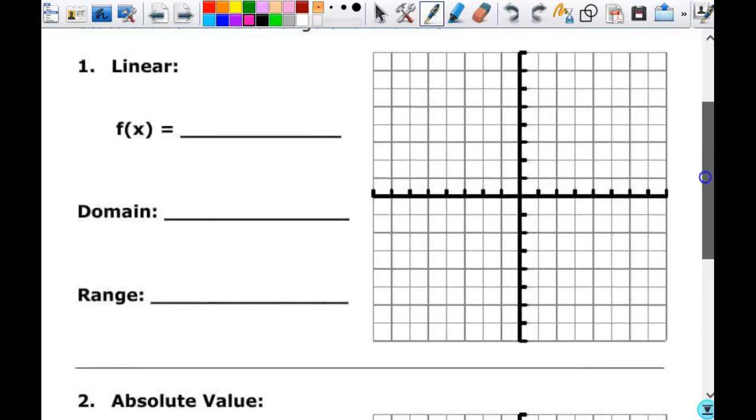So at least 3. Parent function of a linear f of x would equal what? X, right? Easy stuff. You've known that for a long time. It is just x. There is another name for the parent function of a linear. You may know what it is. I don't know that y'all know what it is. It starts with an I. Okay. It's called the identity function. Okay, the identity function.